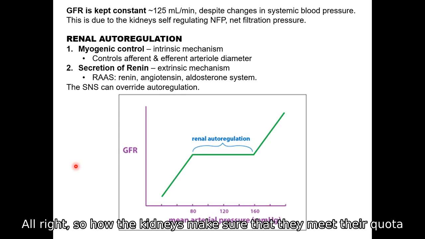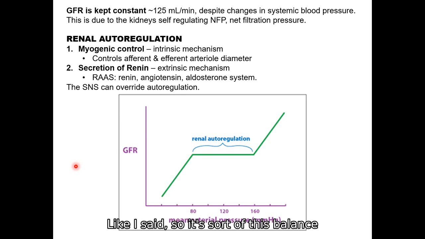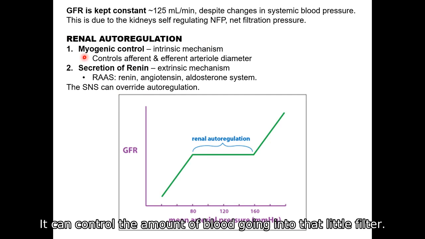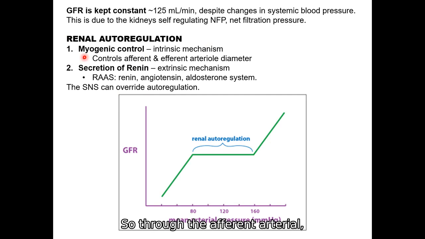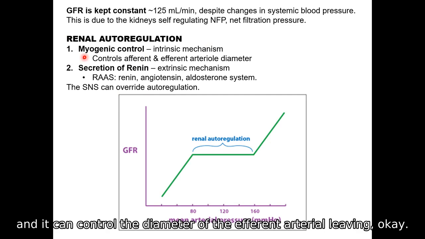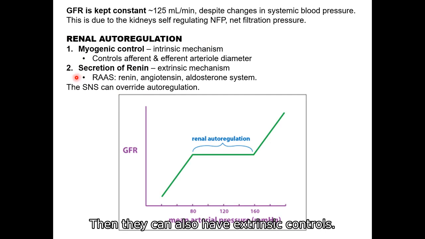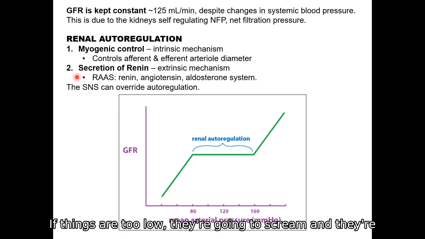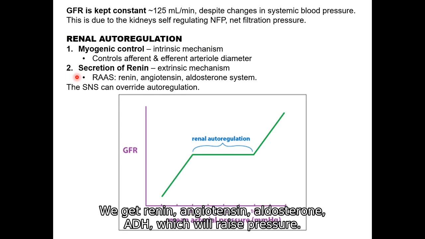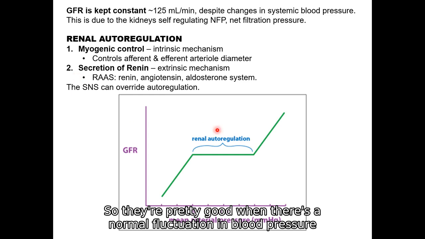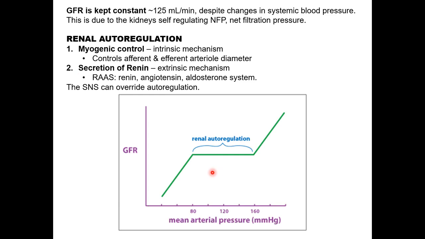So how the kidneys make sure that they meet their quota but don't damage their membrane, like I said, so it's sort of this balance, is through renal auto-regulation. So one thing is through myogenic control, so myo always means muscle, and each nephron has its own control. It can control the amount of blood going in to that little filter through the afferent arteriole, and it can control the diameter of the efferent arteriole leaving. Okay, so we can control it through muscle controls, either by dilation or constriction. Then they can also have extrinsic controls. If things are too low, they're going to scream and they're going to release renin. We get renin, angiotensin, aldosterone, ADH, which will raise pressure. So they're pretty good when there's a normal fluctuation in blood pressure, because we have normal fluctuations throughout the day.